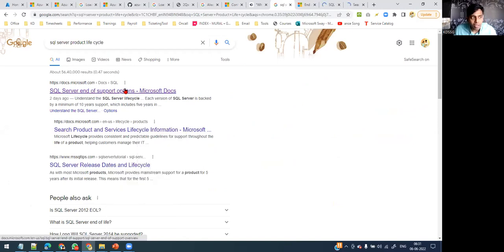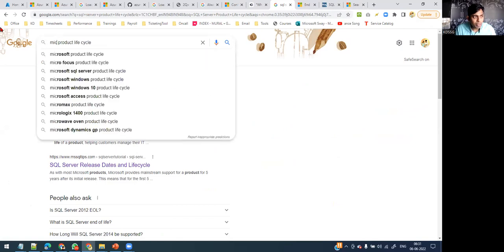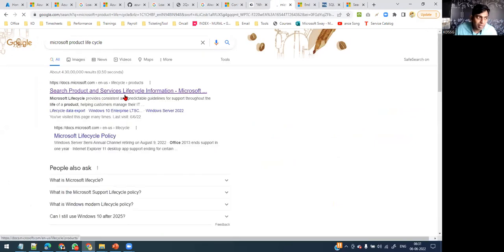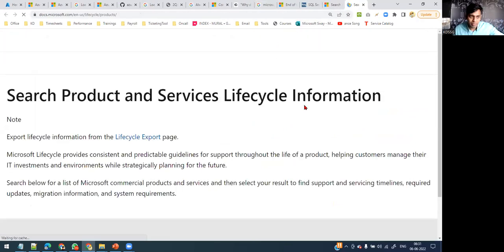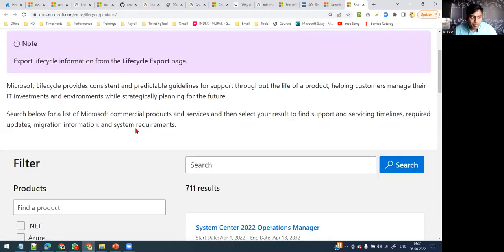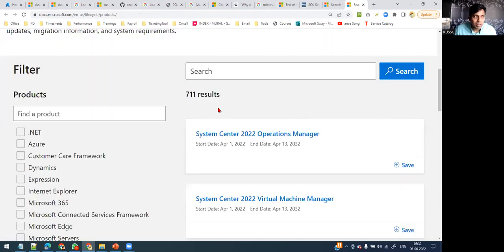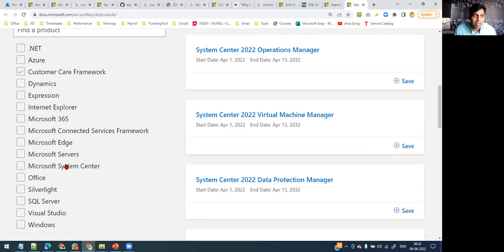Yeah, so sorry, not the first one, the next link, sir. Okay, sir, leave it. Search for Microsoft product lifecycle. Not SQL Server, sir. Microsoft product lifecycle, because all Microsoft products will be listed here. So now in this page, come down and look at this one, sir. These are all the Microsoft product lifecycle.